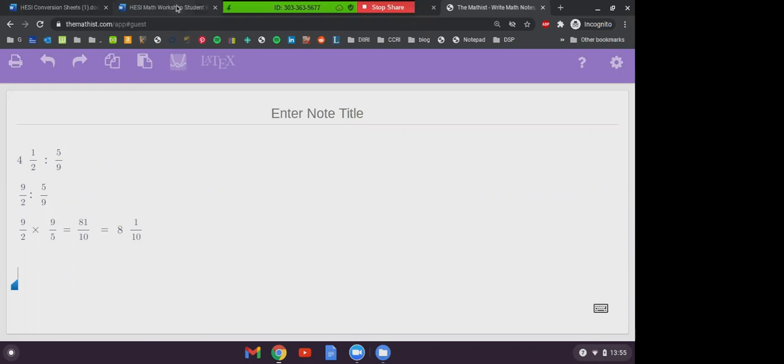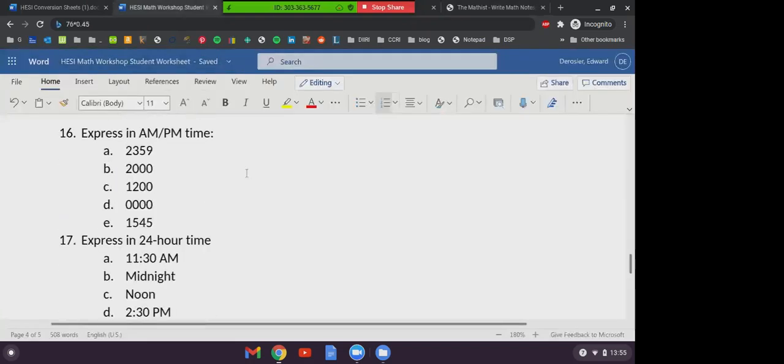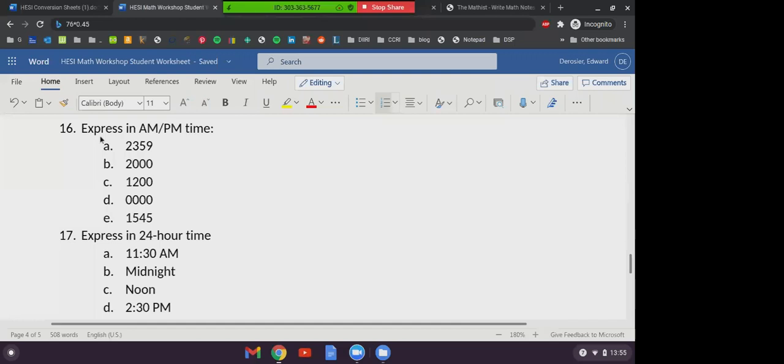All right, and then these last ones here. This is AM and PM time. Sometimes we call that military time. Okay, so they want us to go back to military time. My 2 tips for doing this is to set your cell phone to military time, or set your watch to military time, and you'll be used to it in no time.